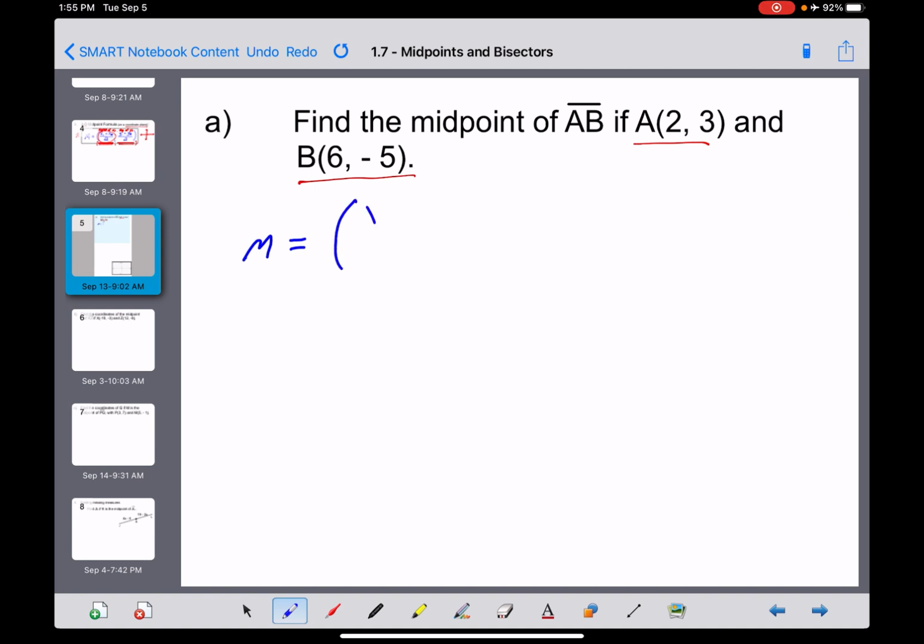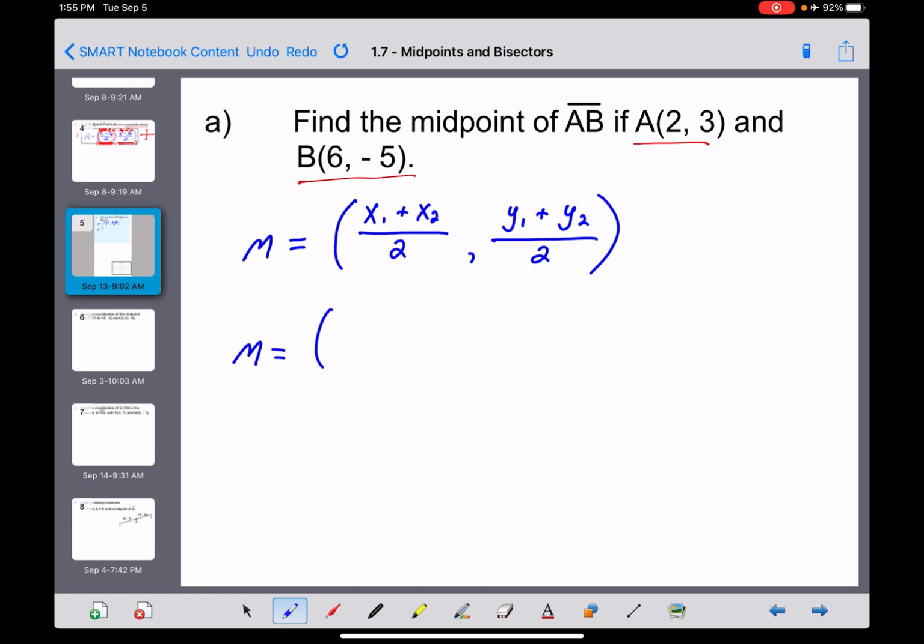M is equal to (x1 plus x2, all divided by 2). There's a comma in the middle of this formula because our answer will be an ordered pair. And then it's y1 plus y2, all divided by 2. All right, guys, let's fill in what we know.